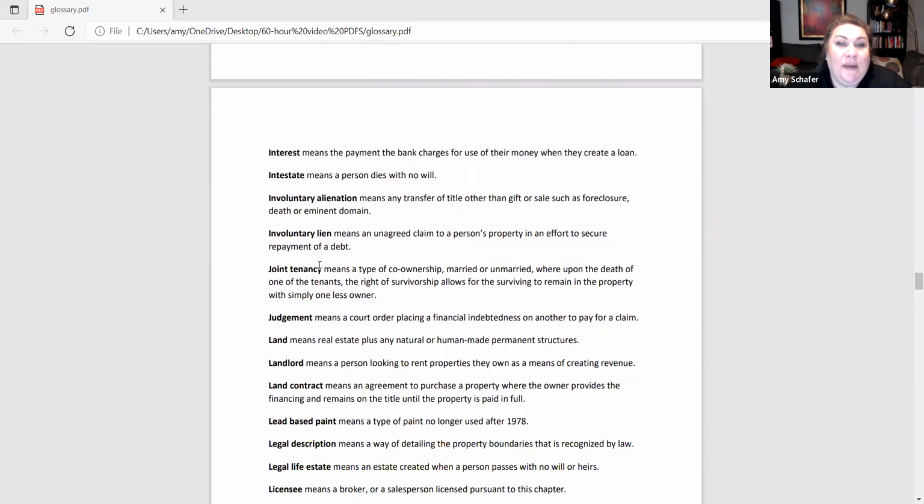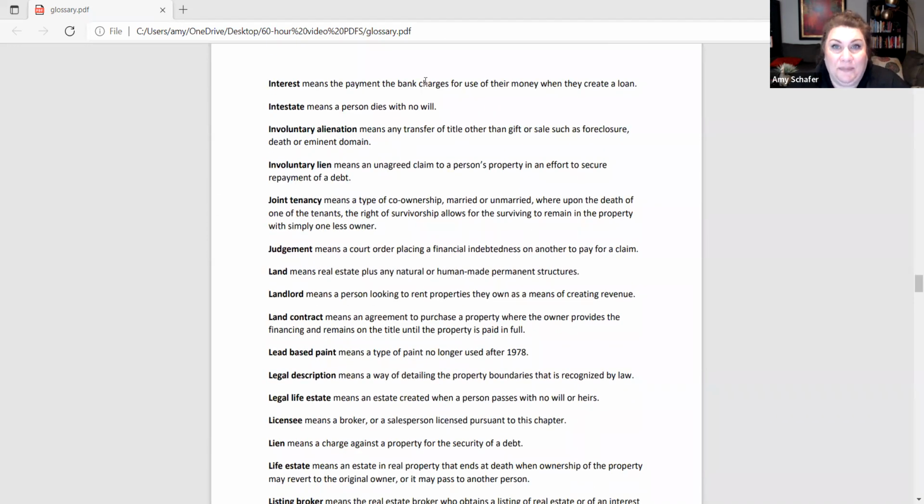Interest. This is the charge that the bank has for you to use their money.